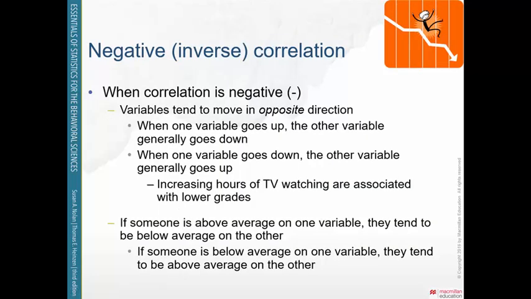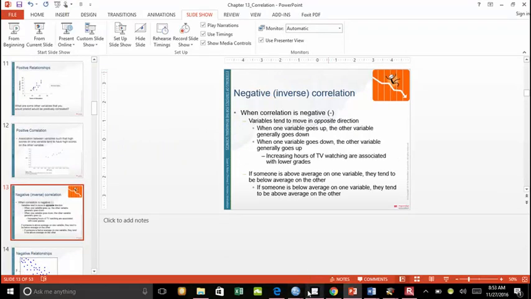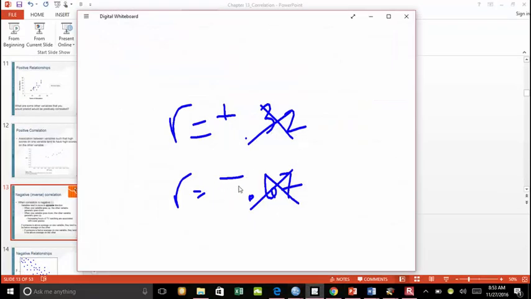Now, what about a negative correlation? We call it a negative or an inverse correlation, and this would be when you compute your correlation coefficient and the sign is negative, right? So negative 0.67 or negative 0.30 or negative 0.27, whatever it is.